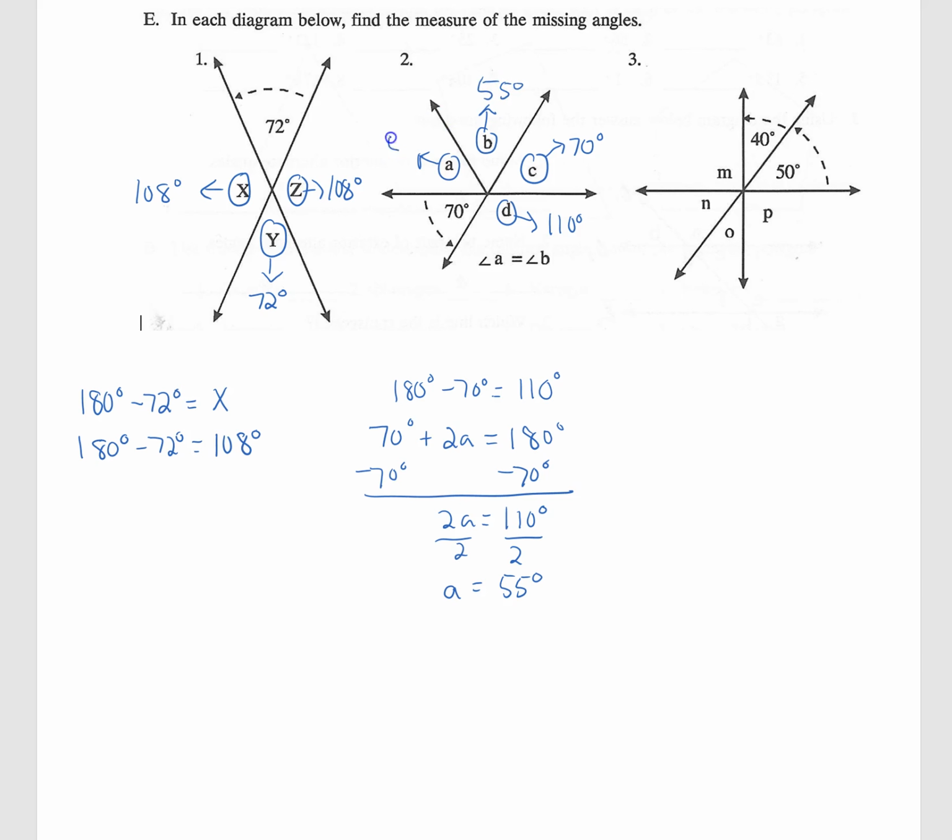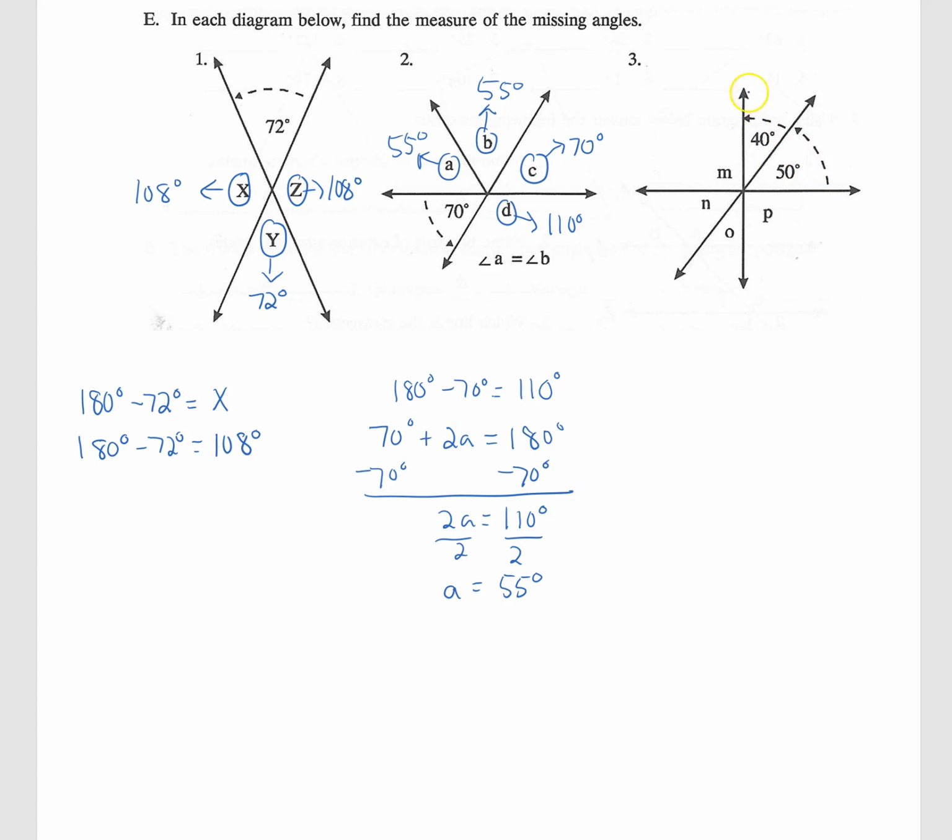Another way we could do this is by noticing that these two lines are intersecting. So D and A and B together can be thought of as opposite angles. And if D is 110 degrees and these two are the same, 110 divided by 2 is 55 degrees. Okay, moving on to question 3.